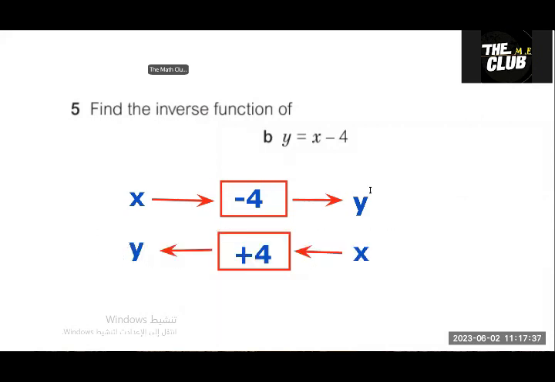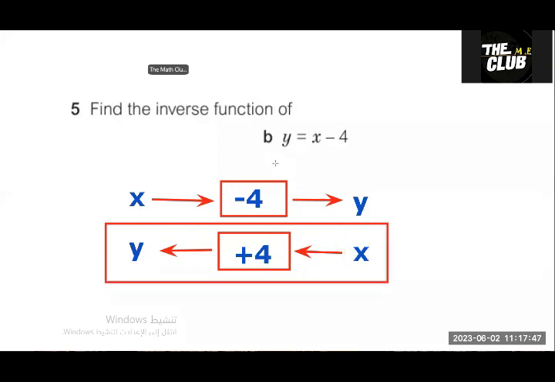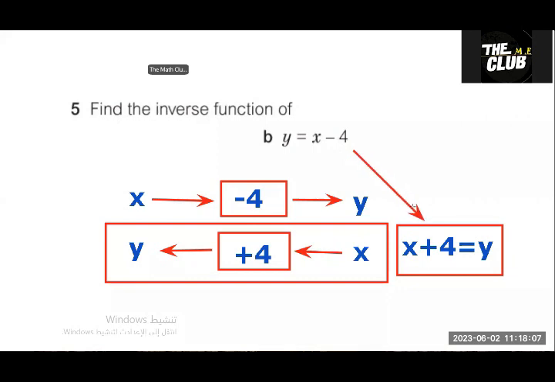So first we found the function, and then we inversed it, and we made the inverse function. Now we write the inverse function as an equation. This is the inverse function. Now we write it as an equation. So we start with the x first. So x, what's happening then? Plus 4. Very good. Plus 4. And then it will give me y. So equal y. And this is how you answer or find the inverse function of a function. You have to follow the steps so you get the right answer. Now this is B. Let's move on to question C.